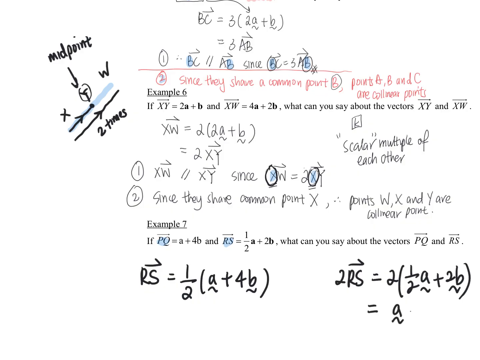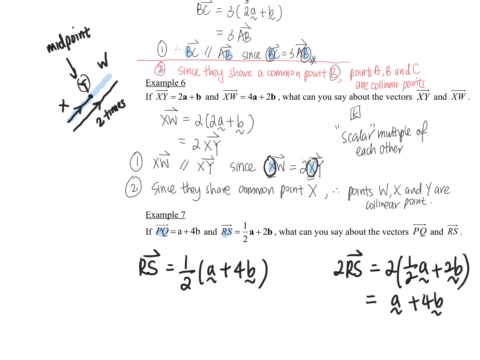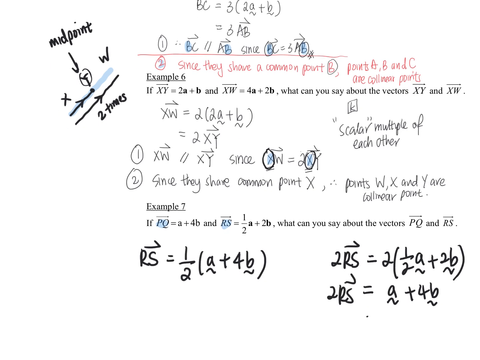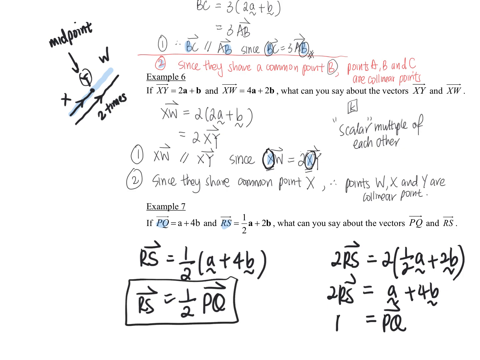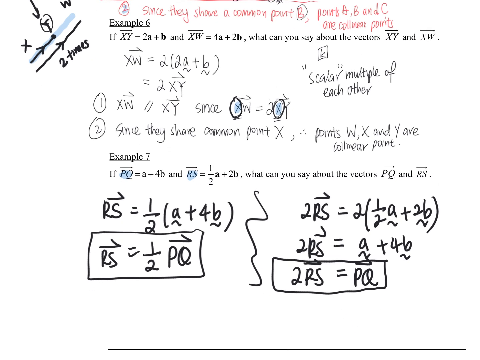This one becomes A plus 4B. So actually 2RS is equal to PQ. Also can. Or if you have seen it in this way, then it's half of PQ. These two are the same. These two are equivalent. You either prove this one or this one. Either one, no need to show both. See what is more comfortable for you. So either case, whether it's half of PQ or whether PQ is twice of RS, you can conclude that RS is parallel to PQ.